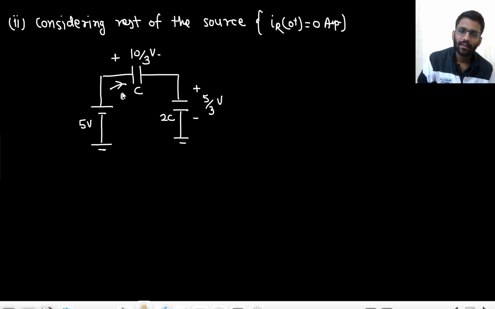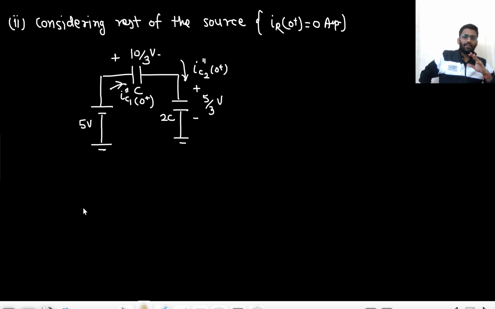Now this current I need to find, IC1 double dash, and then this current I need to find, IC2 double dash at 0 plus. Tell me what will be the value. We have seen the switched capacitor. Tell me what will be the value of IC1 0 plus and IC2 0 plus. 0 ampere. Circuit is in the steady state. 5 by 3 here, 10 by 3 here, 5 volt here. Will there be any charge distribution? There will not be any charge distribution. Circuit is already in steady state, right?